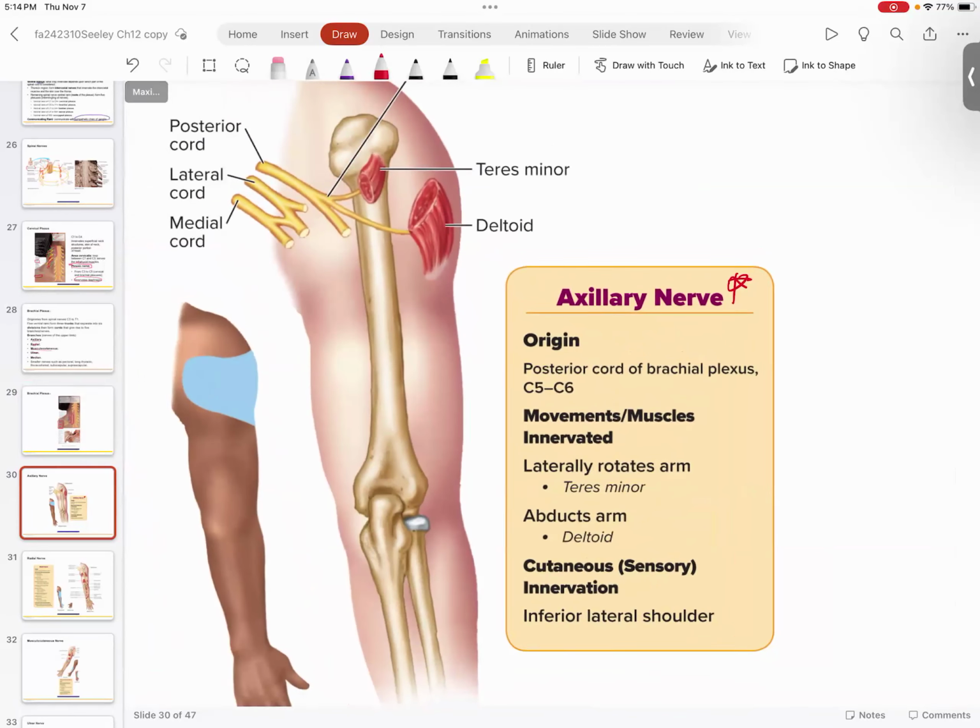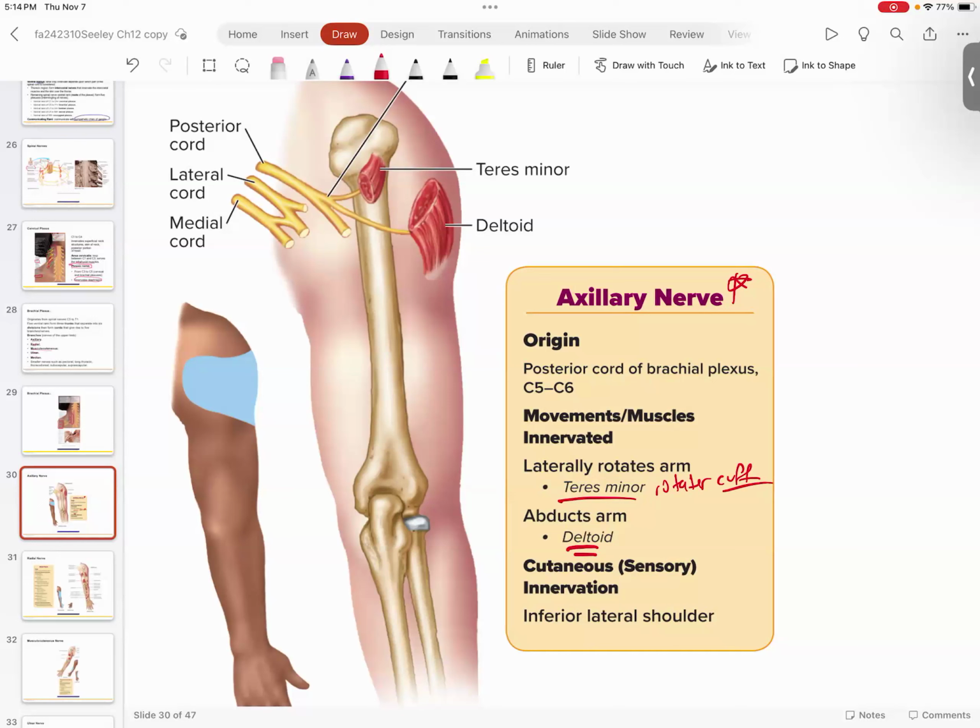And so the axillary is important because what it's going to be working on is motion of an important piece, the teres minor, right, which is part of your rotator cuff. So that's your shoulder movement and also your deltoid, right? So this is basically what it's doing. And then the sensory is going to be cutaneous, that is your skin. It's going to be doing sensation of the skin as well.